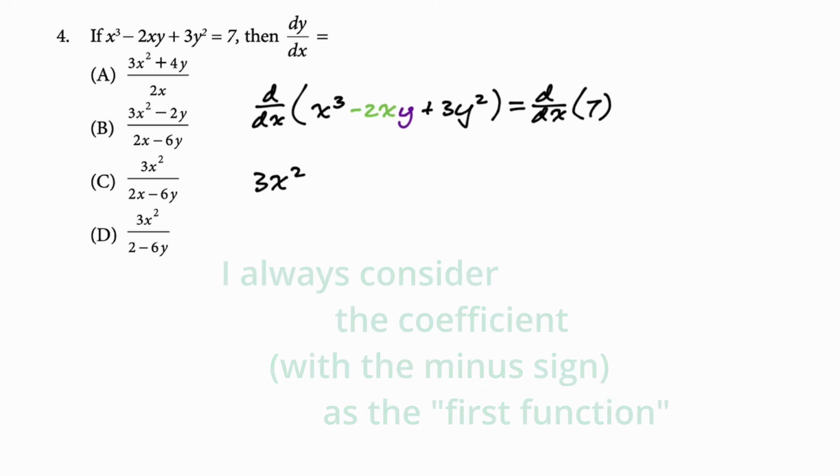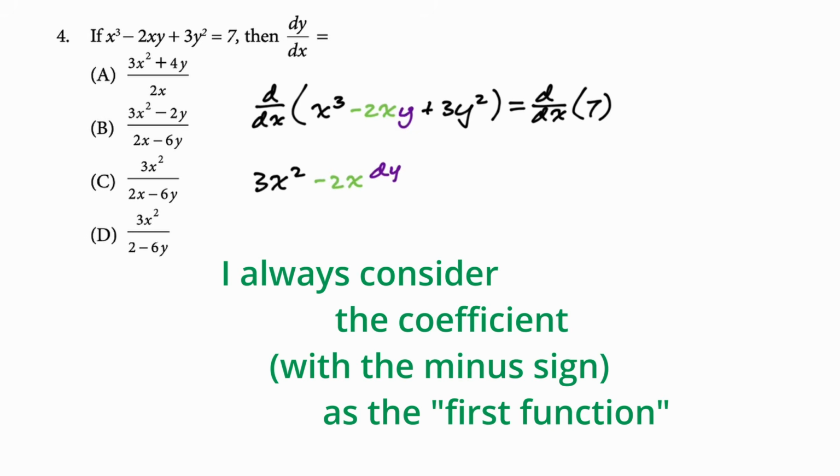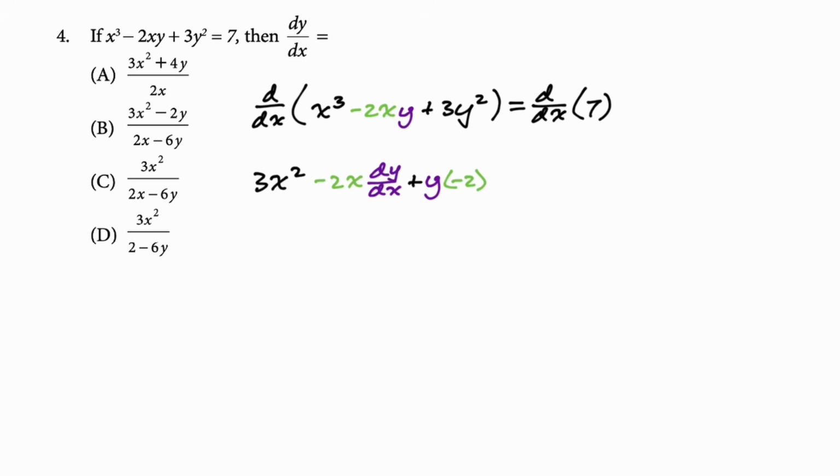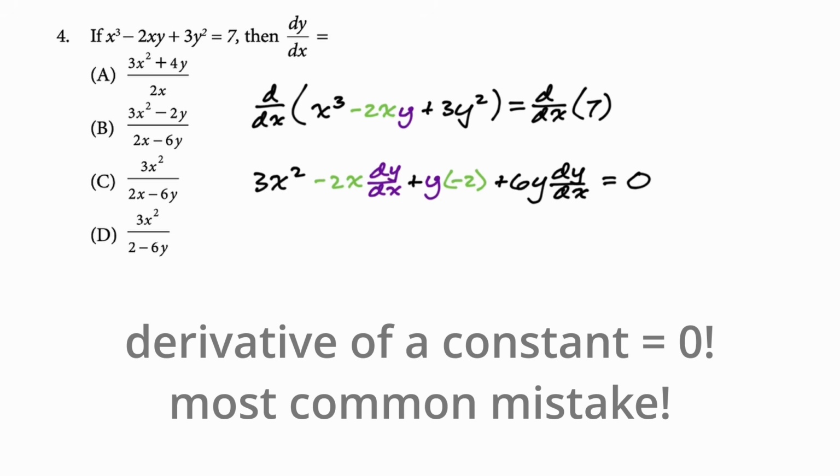Now, product rule first. I like to take the negative and just lump it in with the first function when I do this. I find that I make fewer mistakes that way. I find everyone makes fewer mistakes that way, so definitely recommend it. The derivative of 3y squared is going to be 6y times the derivative of y, which is dy/dx. The derivative of 7 is 0. Biggest mistake that I see people make is they forget that the derivative of a constant is 0.